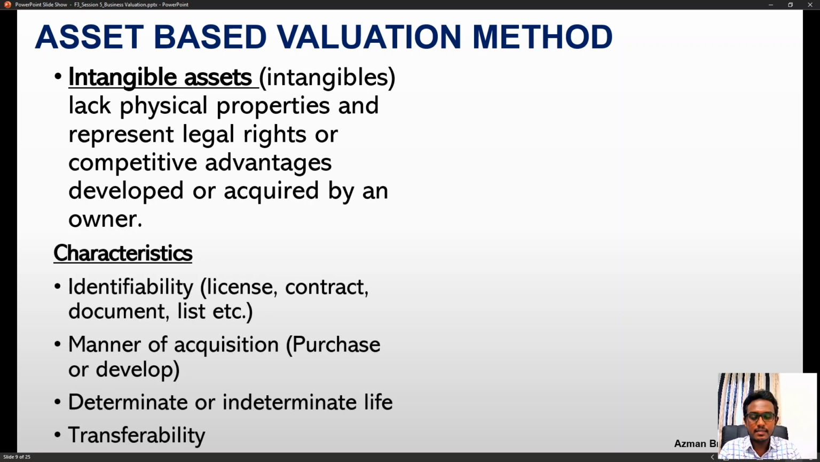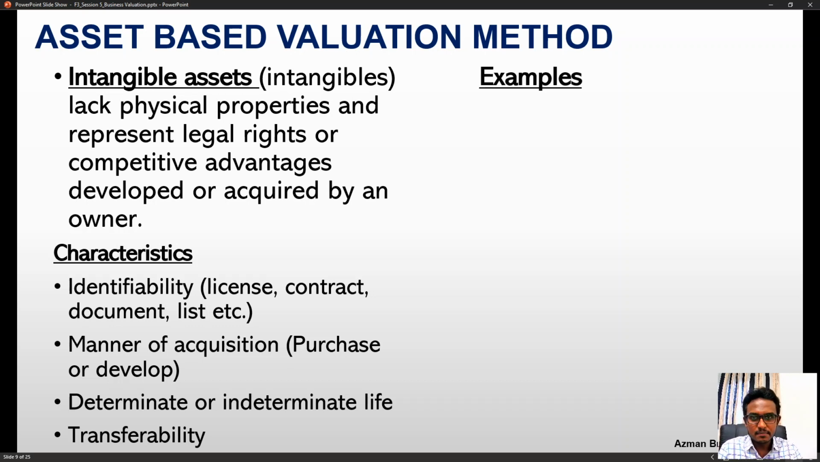Characteristics: they have identifiability in terms of license, contract, document list. There's definitely some sort of identifiability. The manner of acquisition: you can either purchase or develop, right? So you're looking at whether this company purchased the rights to this intangible asset or developed it themselves. The determinate or indeterminate life of the intangible asset has to be considered. And the transferability, right? Can the intangible asset be transferred in terms of the rights of really just reaping the economic benefits?